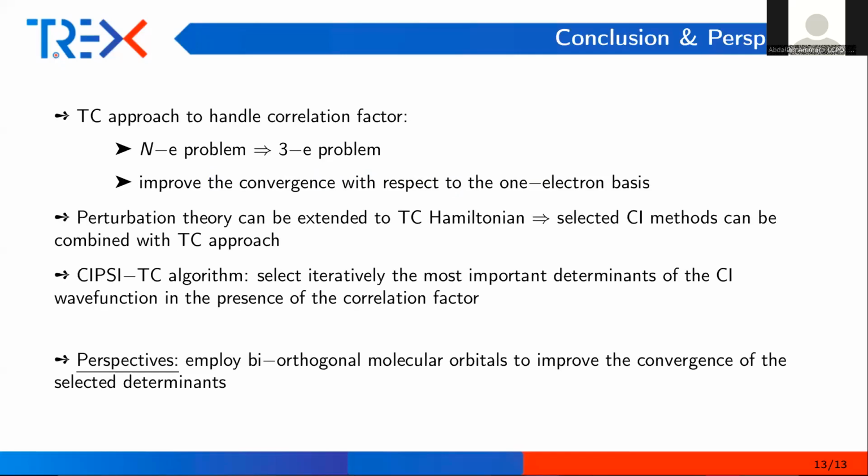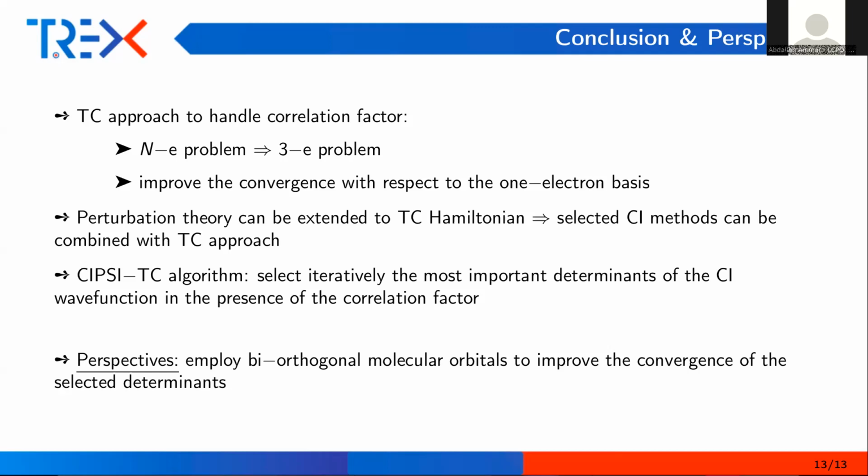So to summarize and conclude, the transcorrelated formalism is an efficient framework to handle explicit correlation factors, since the effective transcorrelated Hamiltonian contains no more than 3 electron interactions, and its two-body operator can be chosen to cancel the singularities between electrons, which improves the convergence with respect to the one-electron basis. Despite the non-Hermitian nature of the transcorrelated Hamiltonian, one is able to apply perturbation methods and therefore extend selected CI algorithms.